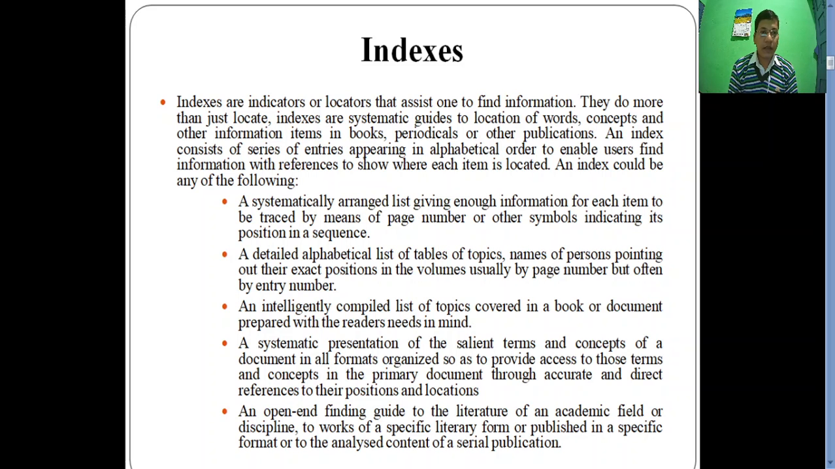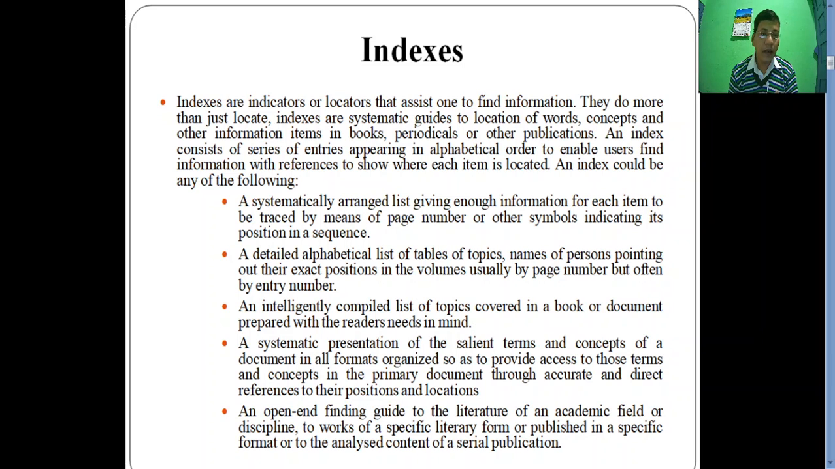Now I am going to discuss what indexes are, and the different kinds of indexes. Indexes are indicators or locators that assist one to find information. They do more than just locate. Indexes are a systematic guide to the location of words, concepts and other information items in books, periodicals or other publications. An index consists of a series of entries appearing in alphabetical order to enable users to find information, with references to show where each item is located.